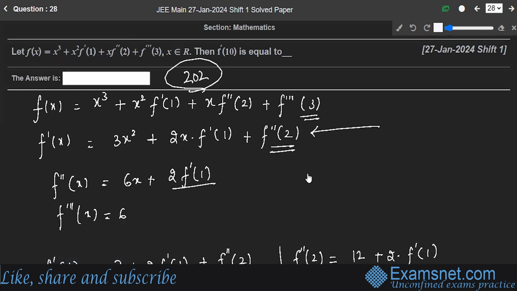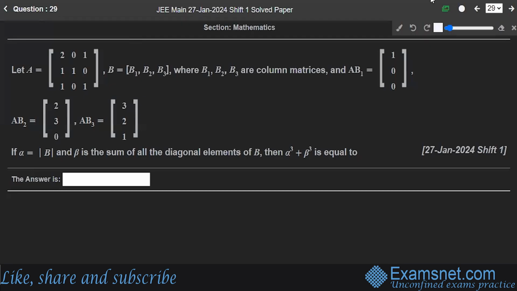Hope you're clear with this. Let's move to the next question. Next is question number 29. A is this matrix and B is given by B1, B2, B3. This is again a matrix where B1, 2, 3, they are the column matrices. You are given AB1 is this, AB2 is this, AB3 is this, and alpha is equal to the determinant of P matrix. You have beta is the sum of all diagonal elements of P. You have to find out alpha cube plus beta cube. In short, you have to find out P.